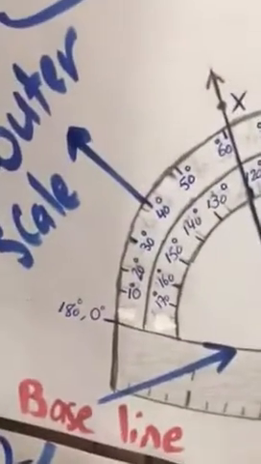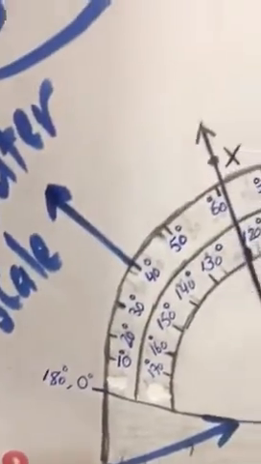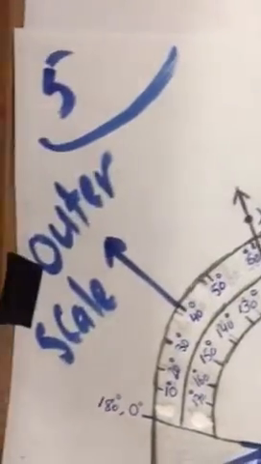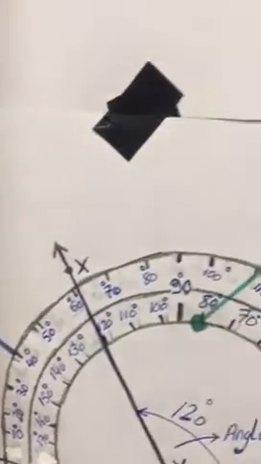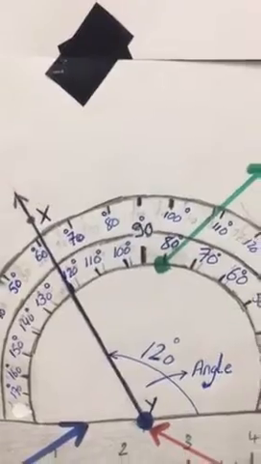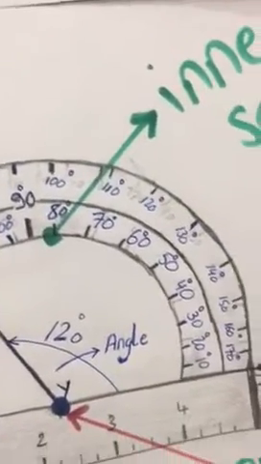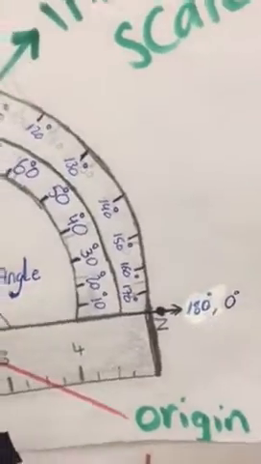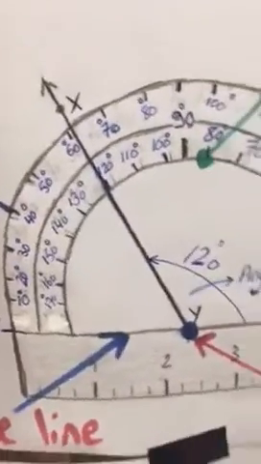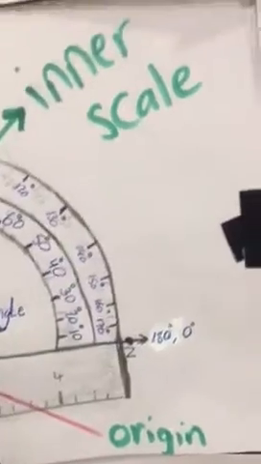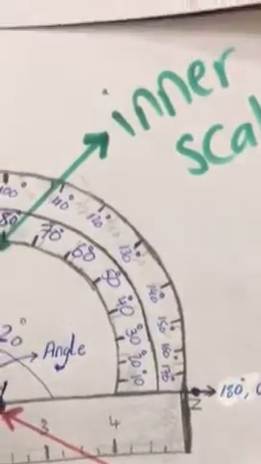So we have 0, 10, 20, 30, 40. I'm reading the outer scale, up to 90 degrees. It will be the right angle, and we will continue from 100 up to 180. Or we can do it the opposite way. Yes, excellent.